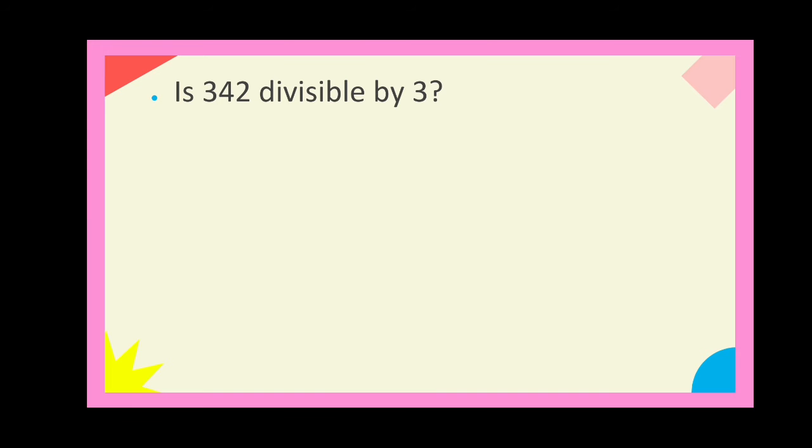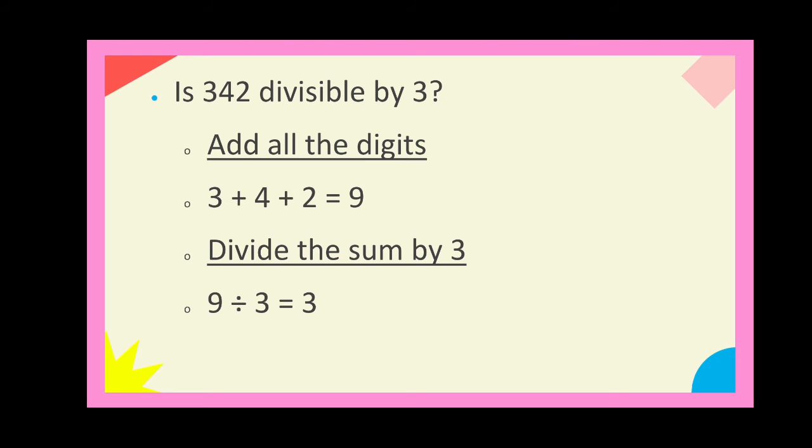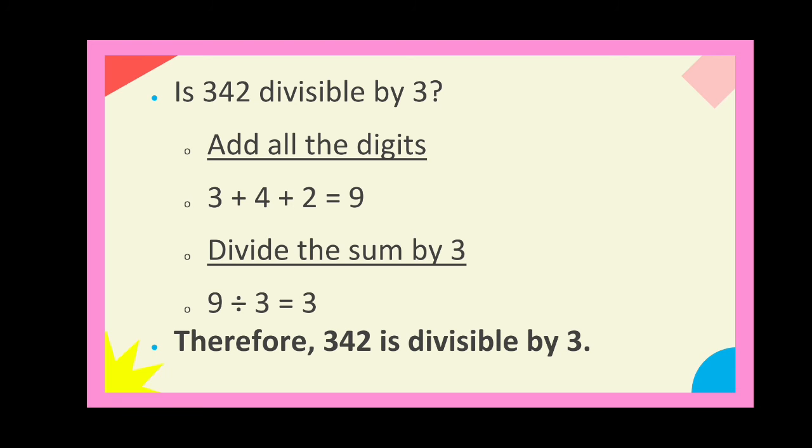So, we have two steps here. Step 1, add all the digits. So, we have 3 plus 4 plus 2 equals 9. Step 2, divide the sum by 3. So we have 9 divided by 3 equals 3. Since the quotient is 3 at wala siyang remainder, that means 9 is divisible by 3. At dahil yung 9 is divisible by 3, the given number, which is 342, is also divisible by 3.